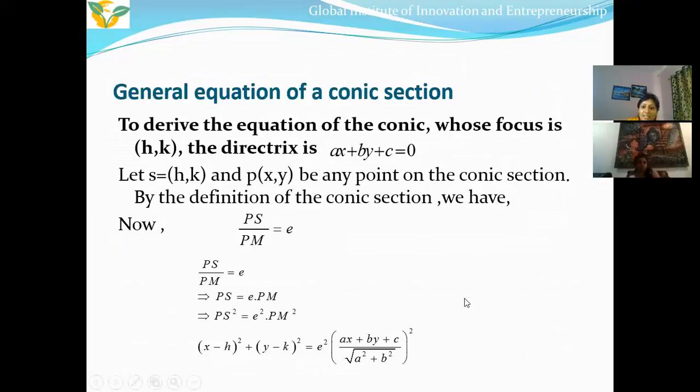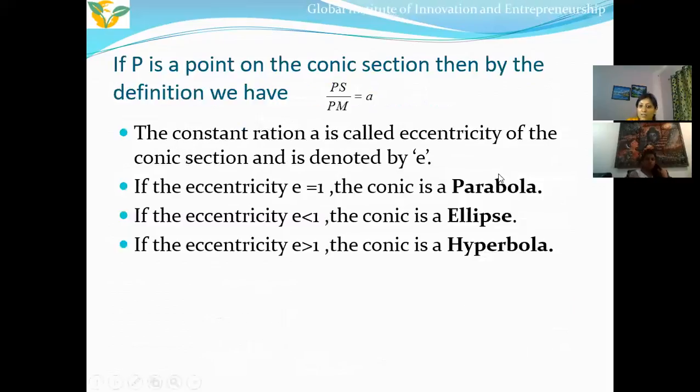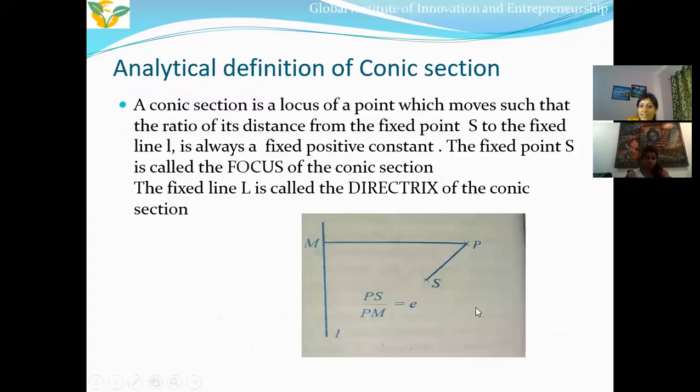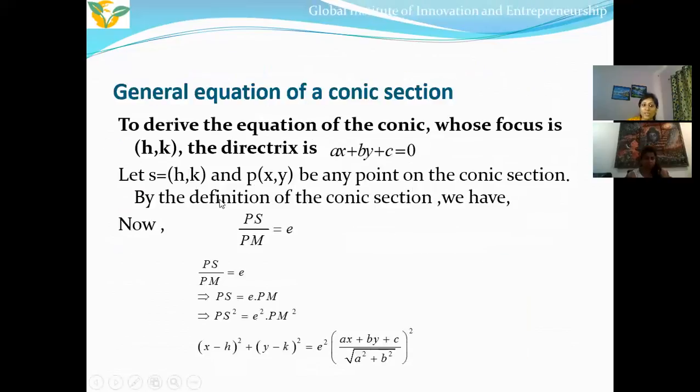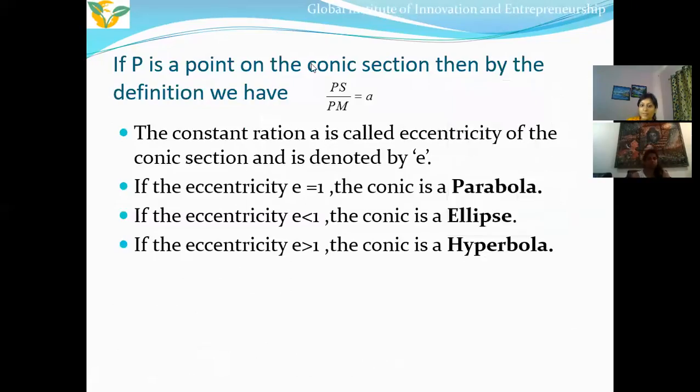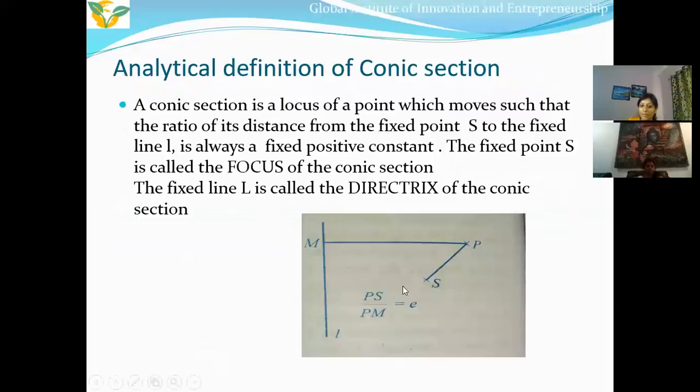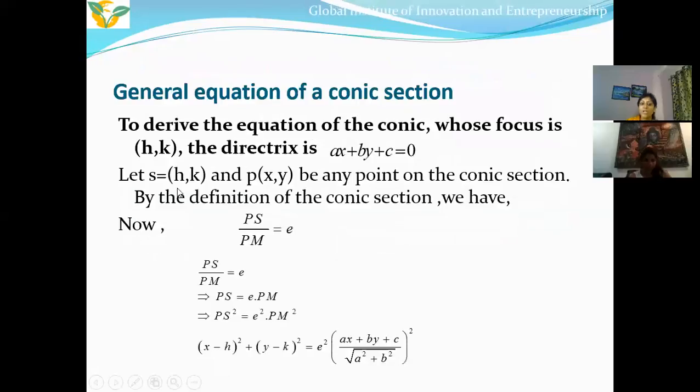So in the previous figure we have observed that that is the focus. Now any point we fix here is called P(x, y), any point on the conic section. By the analytical definition we have studied, PS by PM equals E. So from that we get PS by PM is E, and cross multiplication gives us PS is equal to E into PM.